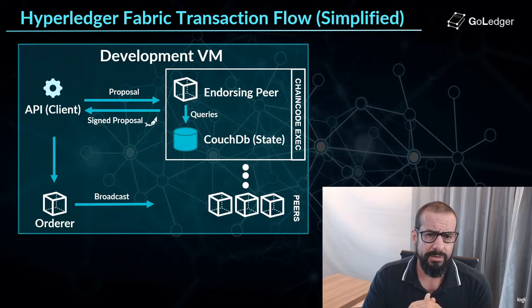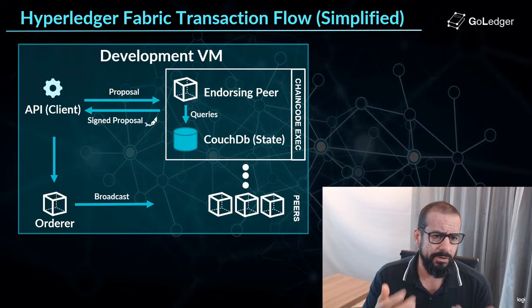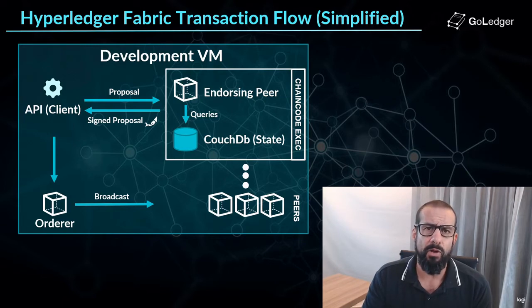Inside the CouchDB, you can return information about all the assets that have been registered on the Hyperledger Fabric channel. After that, the endorsing peer returns a signed proposal to the Hyperledger Fabric client, which joins them all and sends them to the orderer for committing a new block that's broadcast to the blockchain.